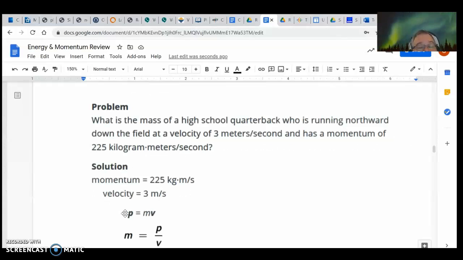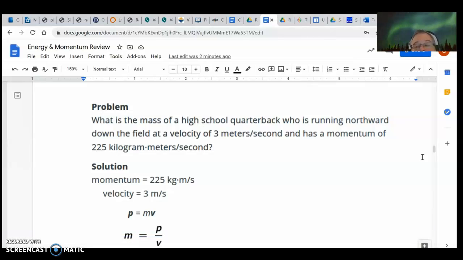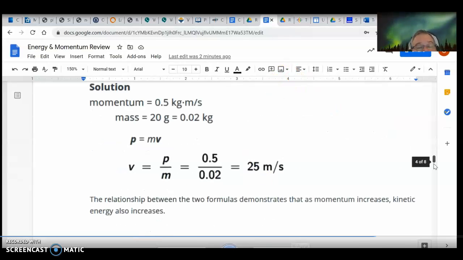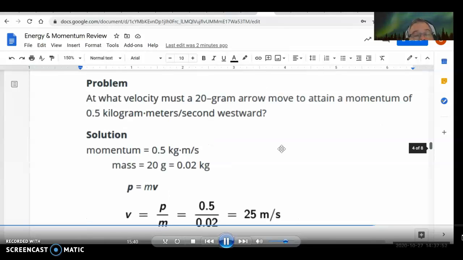Well, if you know what momentum is, momentum is going to be kilograms meters per second. So if you see something like that all written out as a unit, that's your p. And if it gives you velocity in meters per second, then you get asked for m, and it will come out in kilograms. Simple algebra. Then we ask you here to find the velocity.